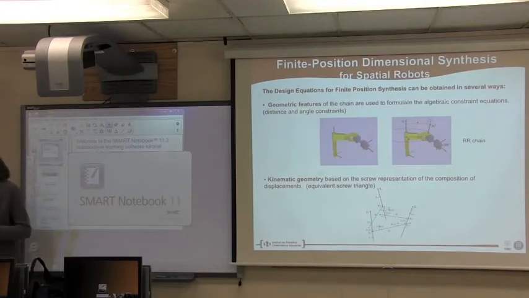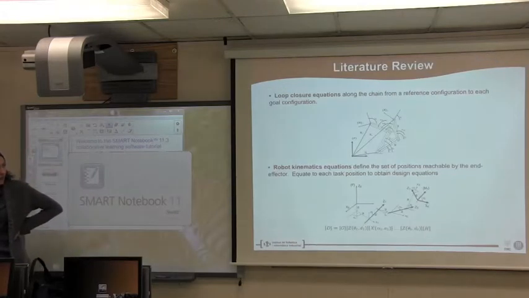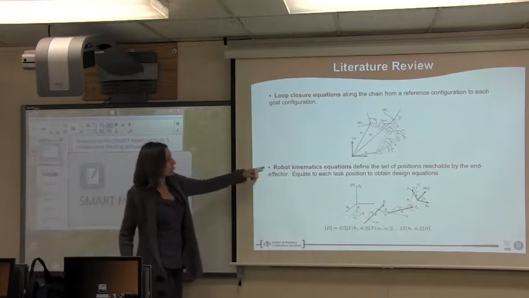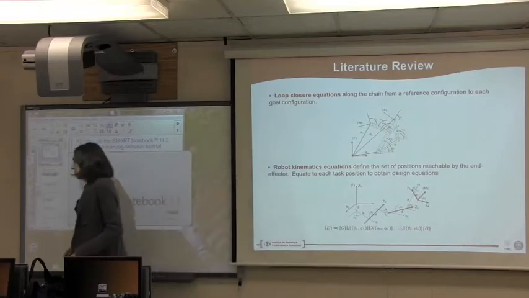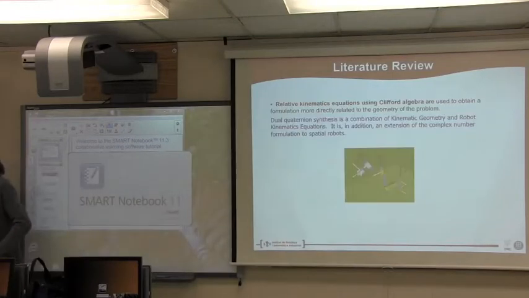So these are different ways of stating these equations that people have used in the past. These are the basic methods. These are the loop equations that we were talking about. And then this is the robot kinematics equations, which are the ones we are going to use.